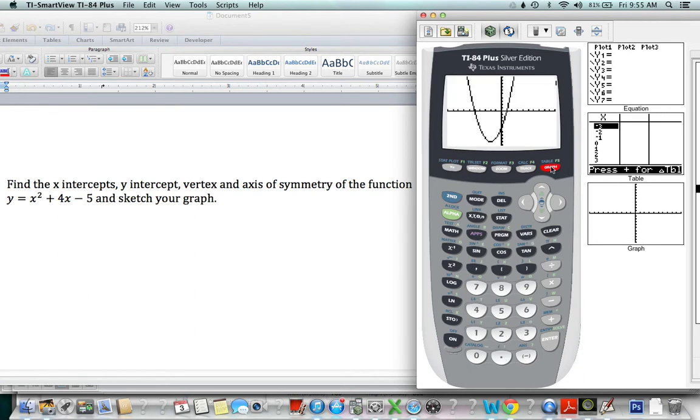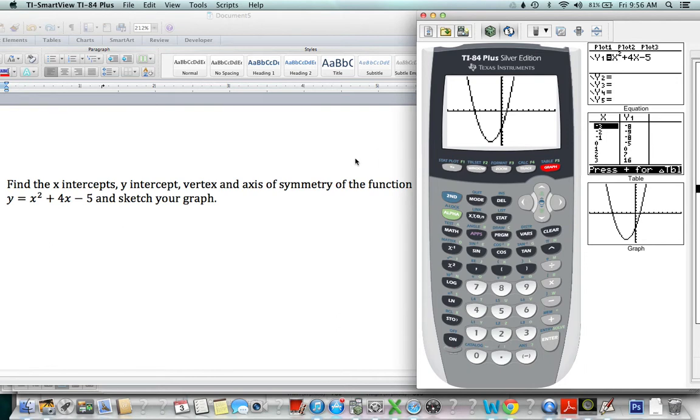Now, if you don't have it looking wonderfully centered and beautiful like this, you would want to probably go to zoom standard. But since mine is fine, I will leave it as is. Or you could change your window. But again, mine is wonderful. All right, so people usually ask about the intercepts, the vertex, and the axis of symmetry. So that's what we'll talk about in this video today.